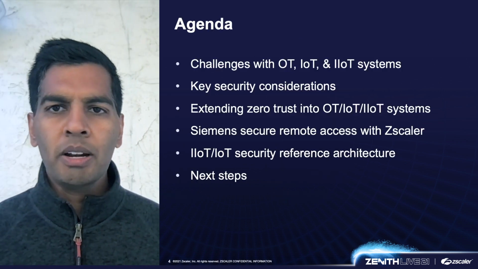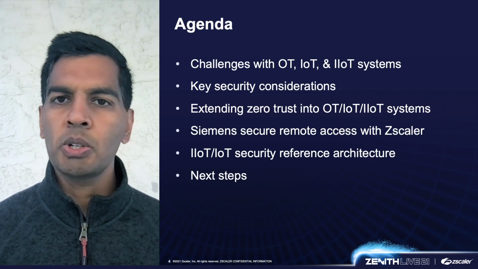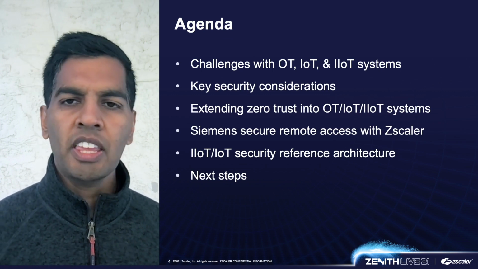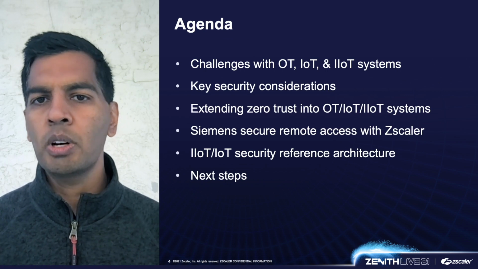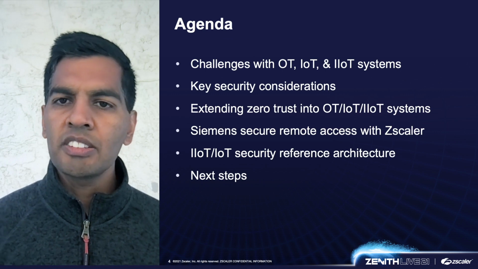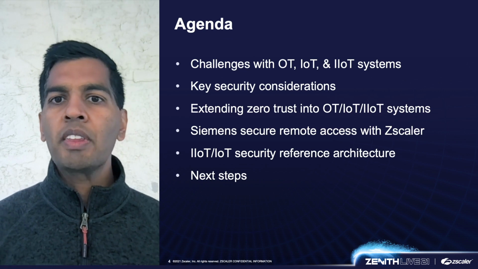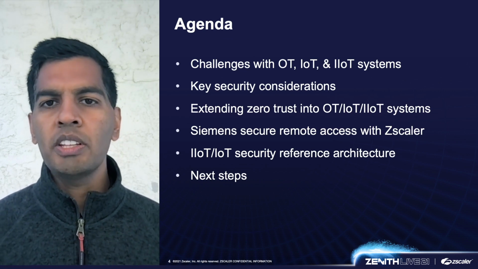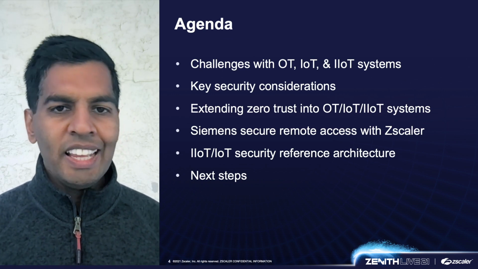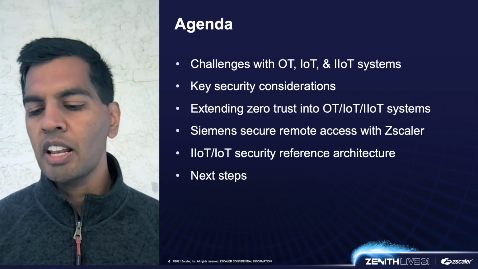Without much ado, let's talk about what we are going to really cover here. We are going to talk about the real challenges when it comes to OT systems, IoT, and industrial IoT. They're not exactly the same. We'll go through the details. What are the key security considerations? It differs from vertical to vertical, application to application. And how are we envisioning extending Zero Trust into OT and IoT? One of the key things we'll talk about is how one of our customers, Siemens, is going through the secure remote access portion of it, and how we are doing a joint partnership with them. And last but not least, we'll also talk about the security reference architectures for IoT and industrial IoT gateways.